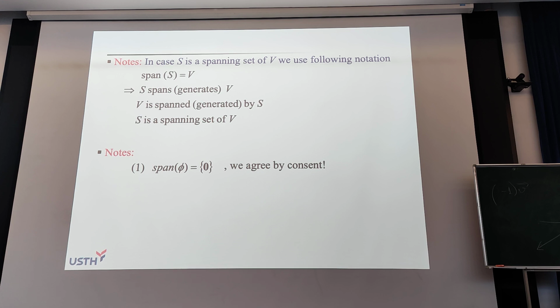And we have some conventions. The first one, in the case of the very, very small vector space, that is, the vector space consists of only one vector, the zero vector. In that case, we consider the span of the empty set to be that vector space.